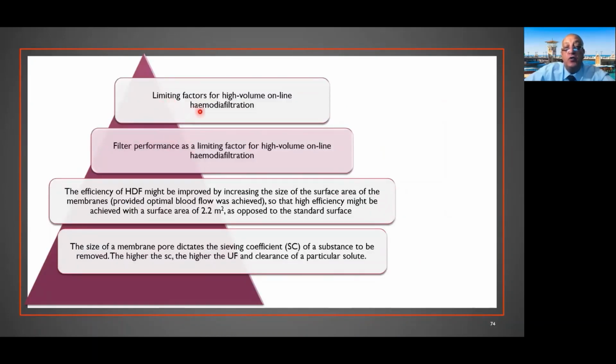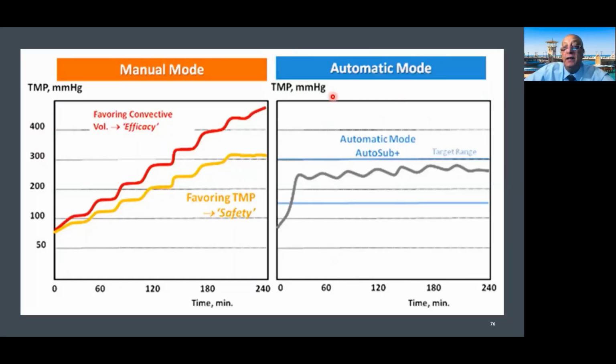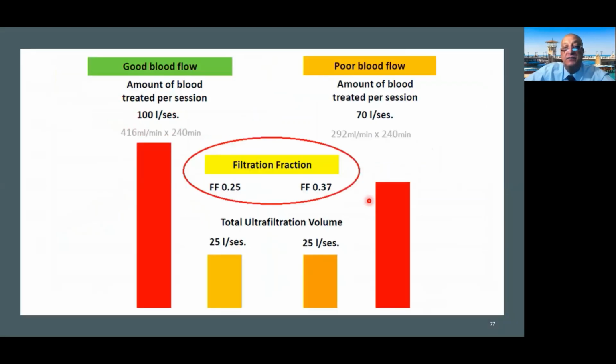And there are a lot of limiting factors for high volume online hemodiafiltration, in particular the dialysis membrane required. So a dialyzer fit for hemodiafiltration should be bigger in size, with an increased internal diameter to avoid coagulation and protein absorption, and a higher sieving coefficient. We need good vascular access as well. Using the automatic mode for hemodiafiltration, the machine feedback controls the higher transmembrane pressure, avoiding absorption and loss of functionality of the dialysis membrane. Increasing the filtration fraction will definitely have a negative impact on coagulation, as well as protein concentration and protein deposition on the dialysis membrane.